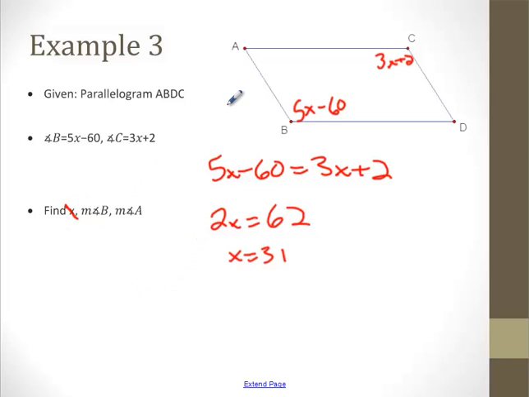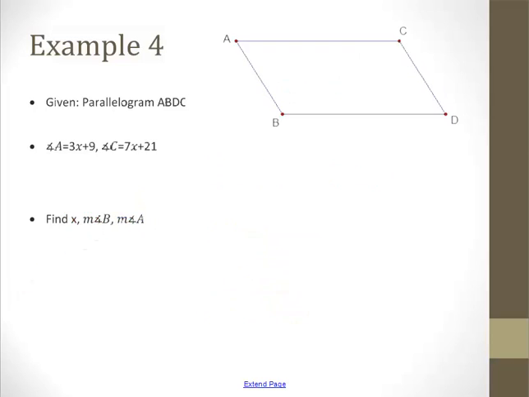Now I need to find angle B. So I'm going to plug 31 in here. 5 times 31 minus 60. 5 times 31 is 155. And then I'm going to subtract my 60. And I get 95. Now I need to find angle A. And I know angle A is a same side angle with angle B, which means they add up to 180. So 95 plus 85 equals 180. And then I got all 3 things I need.